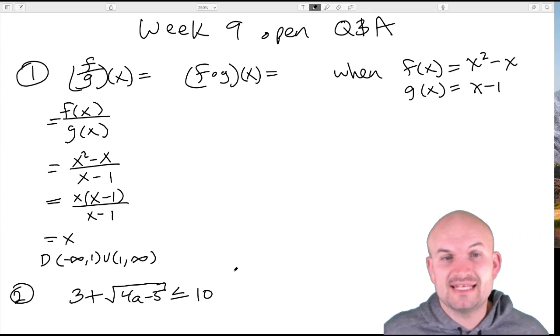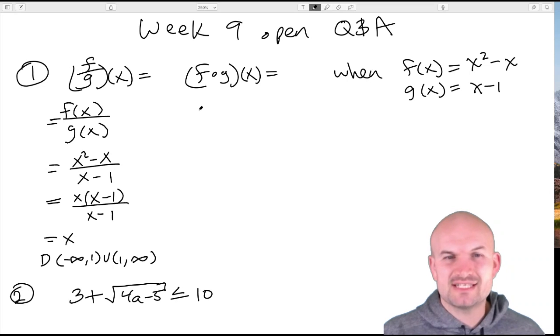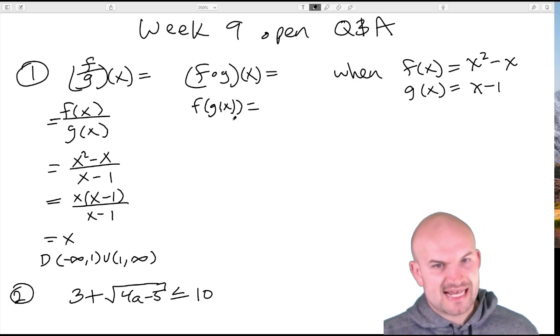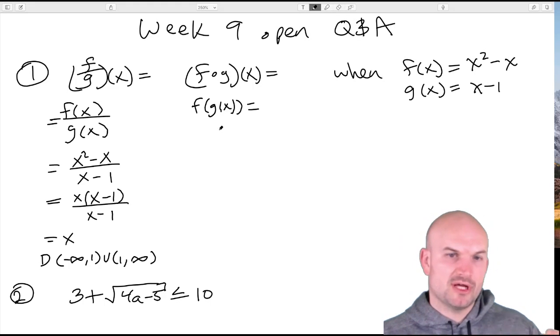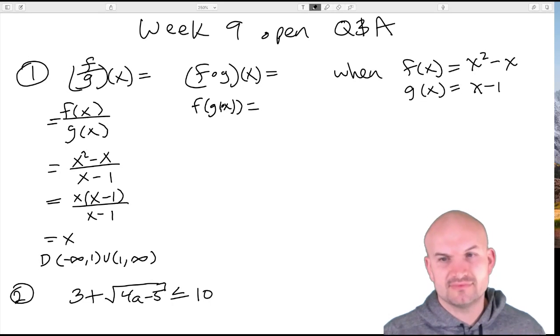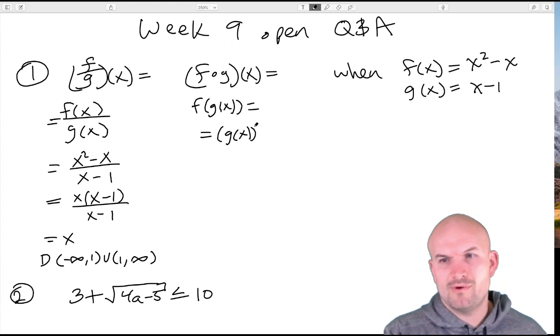The next example is the f of g of x, also known as the fog. So again, what basically that is saying is take the f of x function and plug in g of x. Okay, so that's really all it's asking. Just like if you were to do f of 1 or f of 2, you're going to plug in 2 for x or 1 for x. Well, now you're plugging g of x into f of x. So that's going to look something like this. That's going to be g of x quantity squared minus g of x.